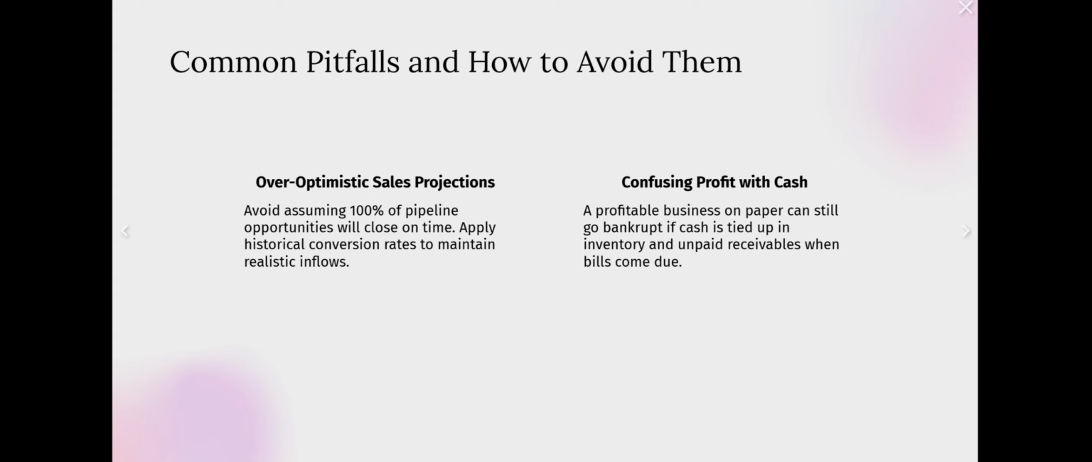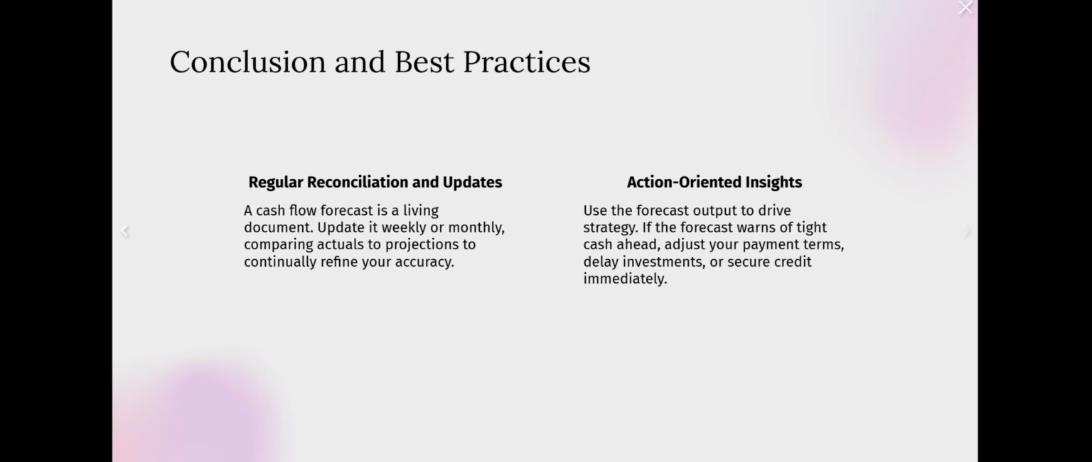Common pitfalls and how to avoid them. Over-optimistic sales projections. Avoid assuming 100% of pipeline opportunities will close on time. Apply historical conversion rates to maintain realistic inflows. Confusing profit with cash. A profitable business on paper can still go bankrupt if cash is tied up in inventory and unpaid receivables when bills come due.